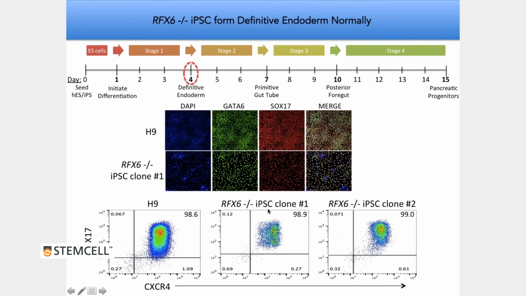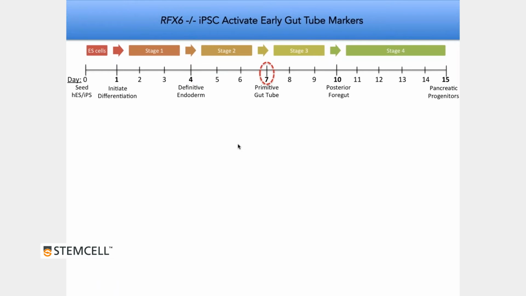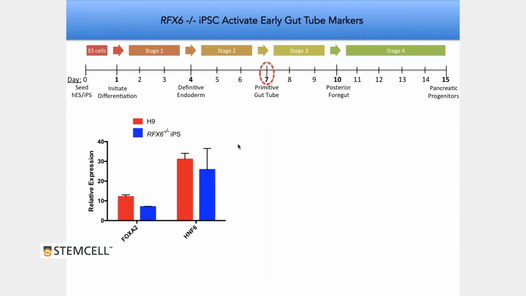And this may be something that we will follow up on later, but it could be that there is a proliferative issue or possibly apoptosis, but we're still unclear why we lose some of the cells during the early differentiation. However, if you move on to the primitive gut tube stage, you can see that two classic markers of this stage, FOXA2 and HNF6, are equally expressed between the wild-type H9 cells and the RFX6 iPS, and this is also observed by doing immunofluorescence.